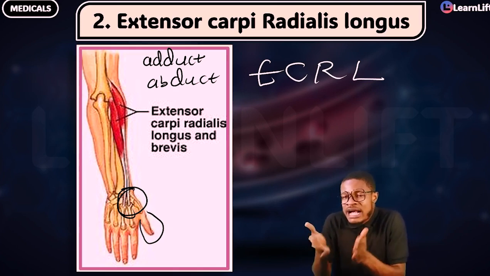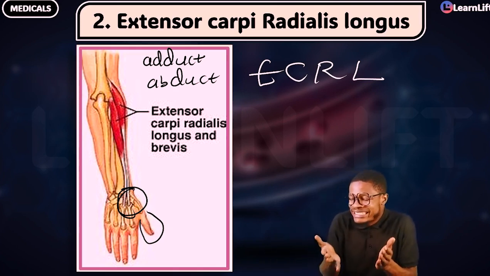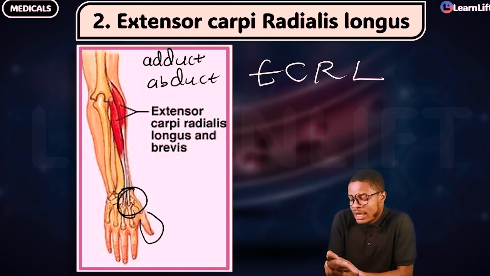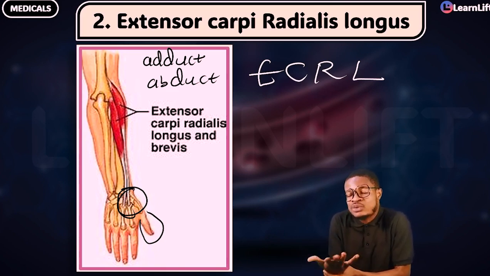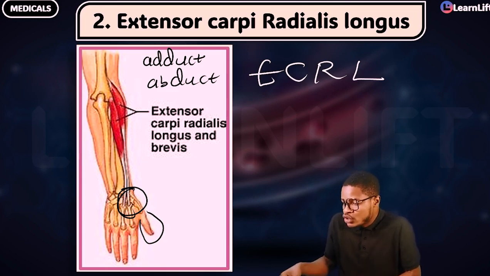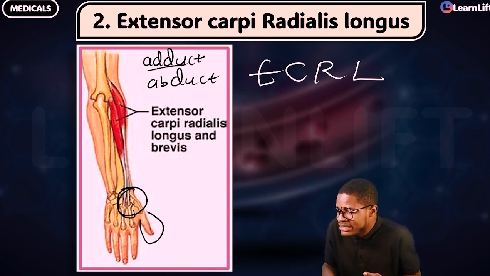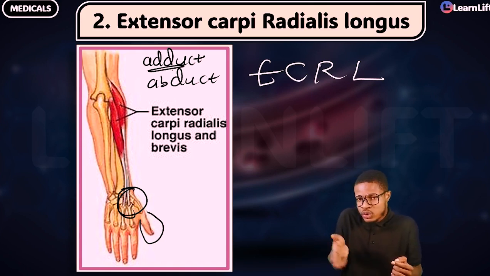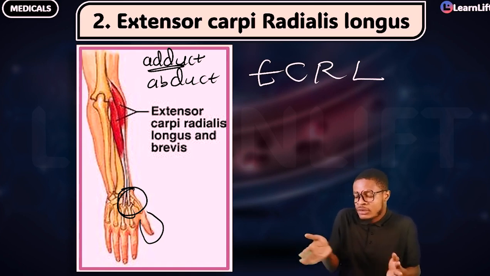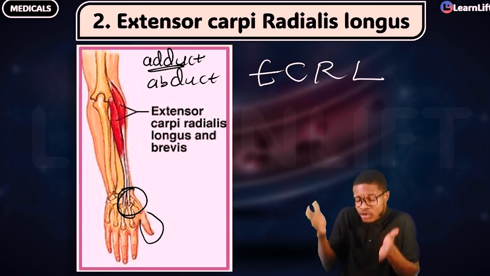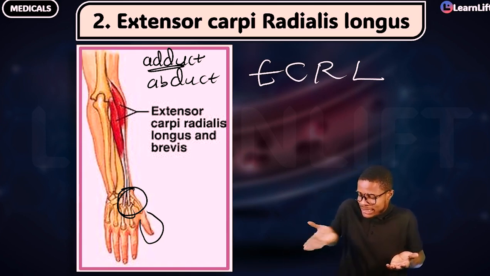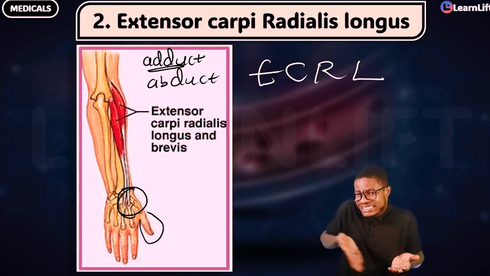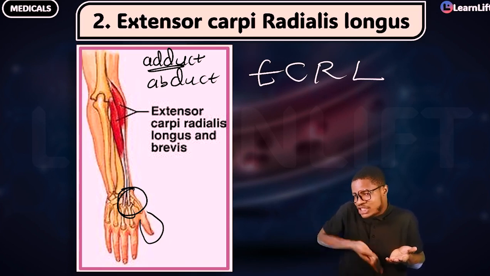So extensor carpi radialis longus will help in the extension, right? Extension at the wrist joint. It will help in extension as well as your what? Your abduction. There is a difference between these two. Adduct means to bring close to the midline of the body. ADD. If you are adding something, just understand the anatomical meaning of this. To add means you are bringing it closer to your body. That's the first. ADD. You are bringing it closer. Normal addition.